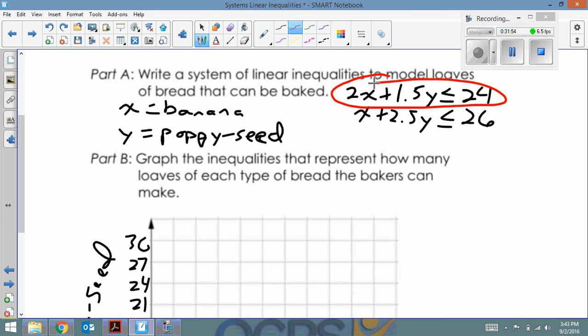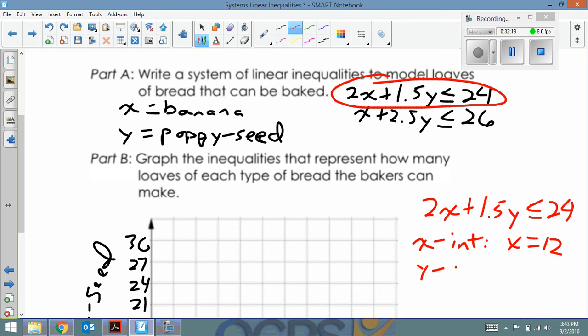So I'm going to take that first one, 2x plus 1.25y is less than or equal to 24. And since it's in standard form, the easiest way to graph this one would be to do the x and y intercept. So to do our x-intercept, set y equal to 0. I'm going to get x equals 12. And to do my y, set x equal to 0 and solve. So 24 divided by 1.25 gives me a y-intercept of y equals 16.